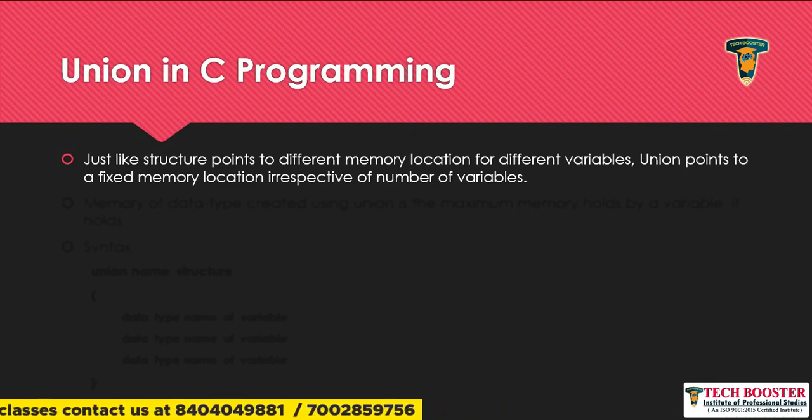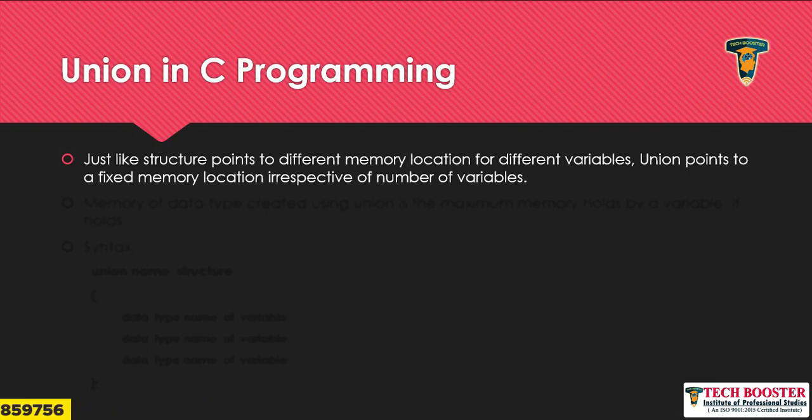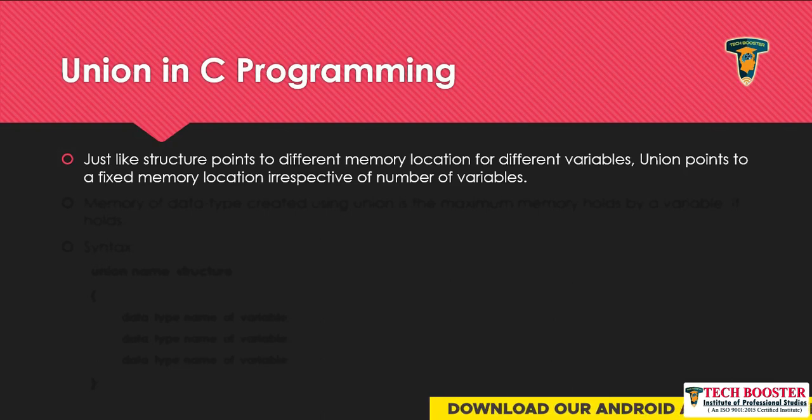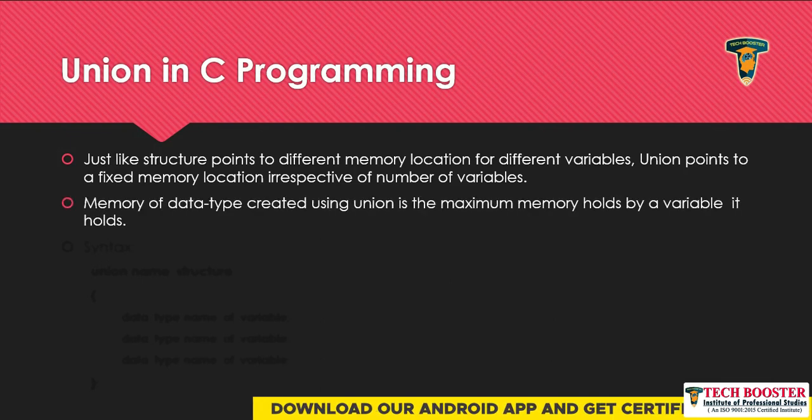But here in case of union, irrespective of the number of members or variables you consider within your union, memory will only be reserved for one variable, and the memory will be the size of the maximum data type. Like in your union, suppose you have considered 3 different data types: int, float and character. In that case, the maximum size of the data type will be the size of that particular union. I'll show you this one, don't be confused. But before that, let us move forward and check out.